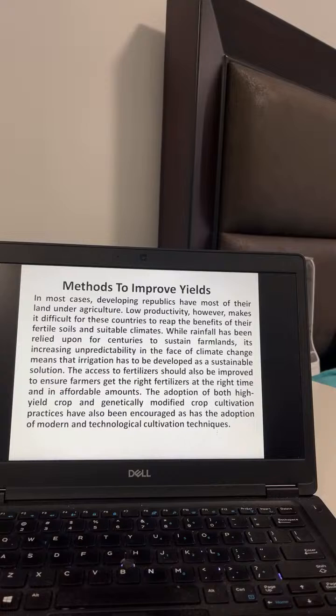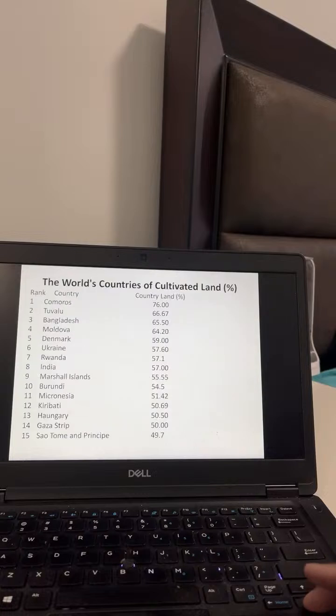Access to fertilizer should also be improved to ensure farmers get the right fertilizer at the right time and in affordable amounts. The adoption of both high yield crops and genetically modified crop cultivation practices has also been encouraged, as has the adoption of modern technological cultivation techniques.